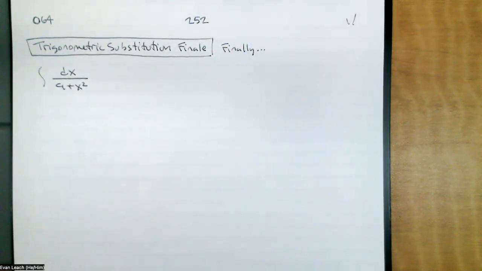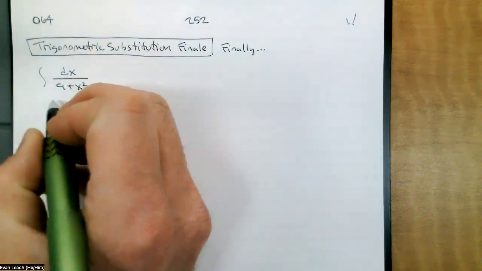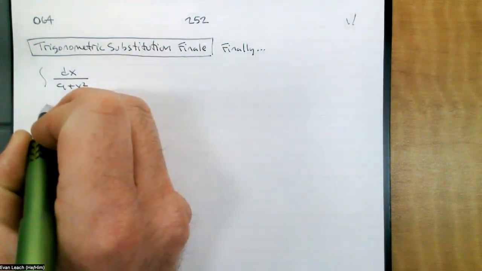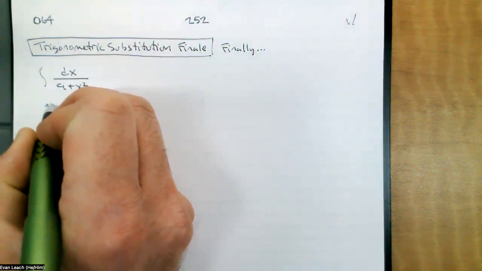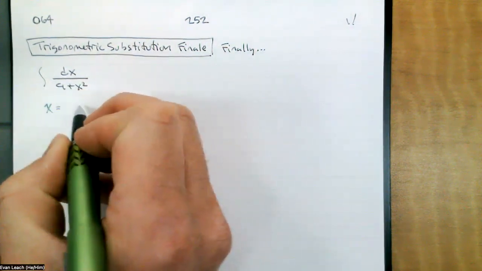So in this problem, we have a 9 plus x squared. We know that this is going to end up being 1/3 arctangent of x over 3. We know that that's going to happen. We know where the x over 3 is going to come from because we've studied the process. We're about to write x equals 3 tangent theta. So theta will be arctangent of x over 3. So we can see all this stuff. And we're going to see where that 1/3 comes from. That's present in the arctangent, but not in arcsine.